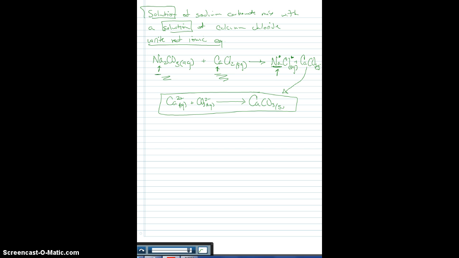Okay? Spectator ions are going to be whoever's left, and in this case, it's going to be our sodium ion plus our chloride ion. And that's tonight's lesson on soluble versus insoluble.